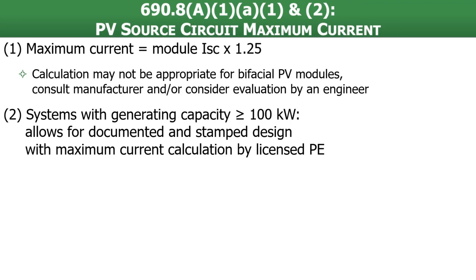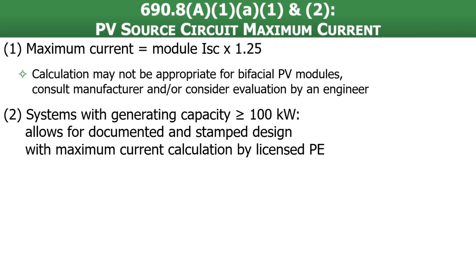Our second option that we're allowed to do in the National Electrical Code is for systems that are larger than 100 kilowatts of generating capacity, 100 kilowatts or greater. We're allowed to do an alternative calculation for our maximum current. There are some requirements in addition to the generating capacity requirement. You have to have a licensed professional engineer perform the calculation, or at least review it and sign off on it and stamp it. It has to be a stamped design, with thorough documentation about the calculations that were used.